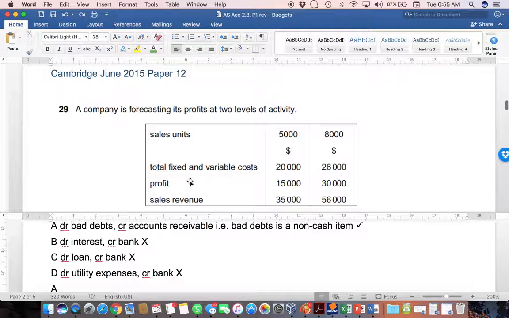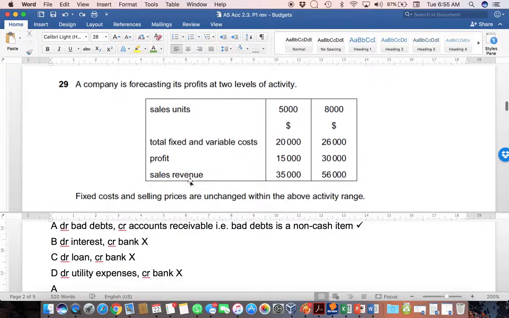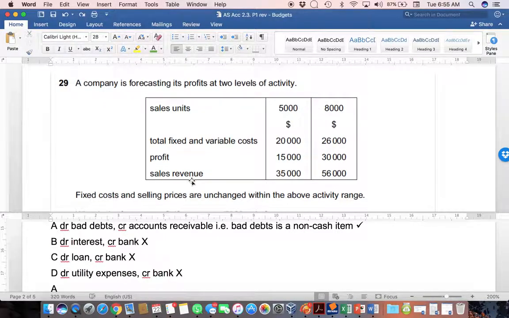Let's now look at Cambridge, June 2015, paper 1-2. A company is forecasting its profits at 2 levels of activity. So we're looking at a budget where the sales units will be 5,000 units versus where we will produce 8,000 units. We are then given our total fixed and variable costs, and obviously you can see that they would change because our variable costs must go up.